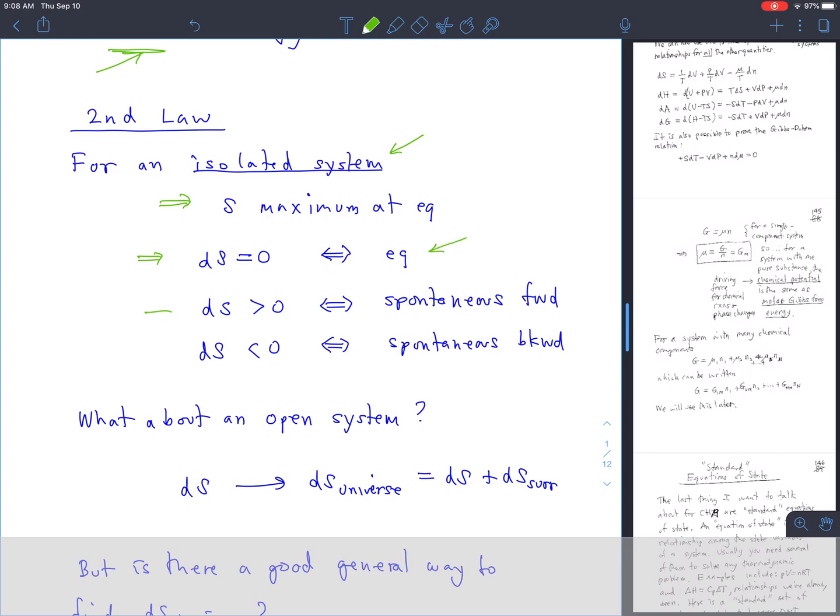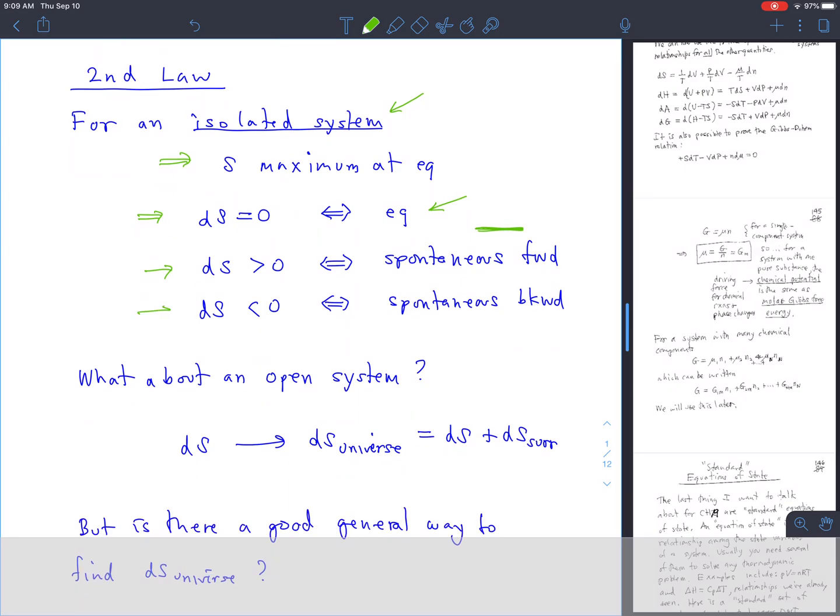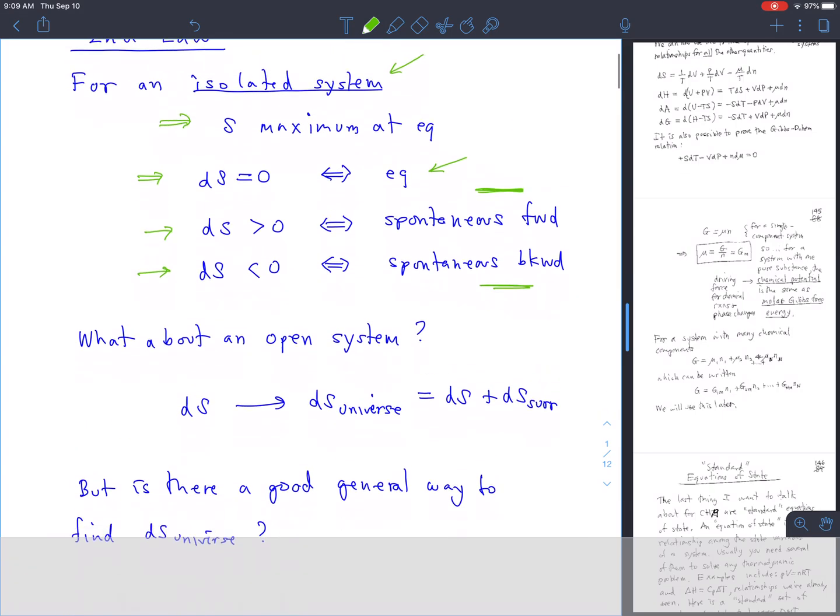If that change turns out to be greater than 0, then whatever small change took place will occur on its own. It will be spontaneous in the forward direction, in other words. On the other hand, if we get a negative quantity, then it's not that it won't happen, it will happen in the opposite direction. The backwards process will be spontaneous. All that's true for an isolated system.